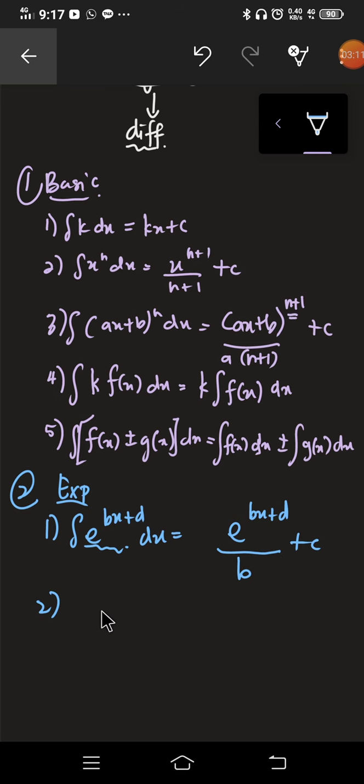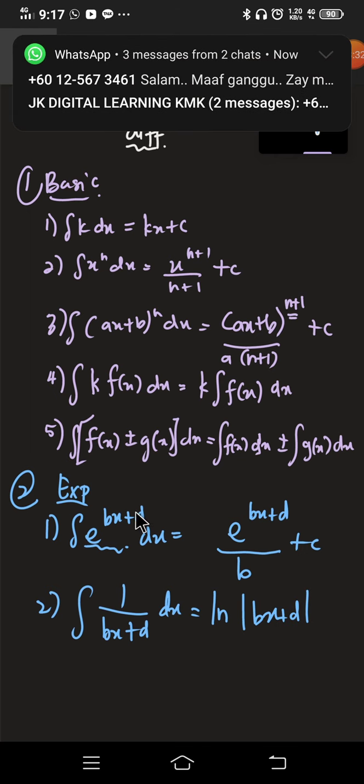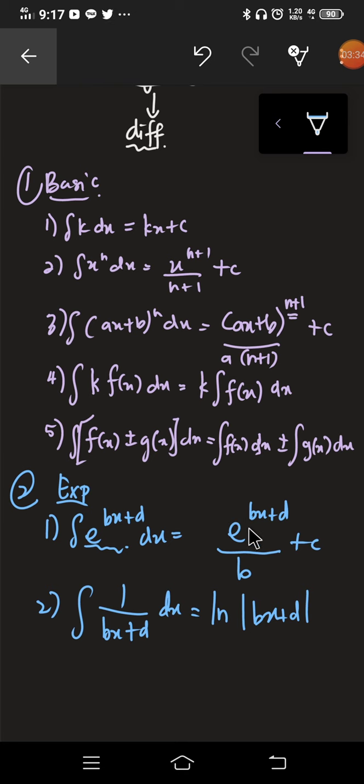And then the second is when we integrate a fraction where the denominator is linear, bx plus d, and the numerator is 1. If we have 2, we can factorize 2 out. For this one, what we get is directly natural log of the absolute value of bx plus d, but as before, we have to divide by b, so 1 over b in front of it, plus c.